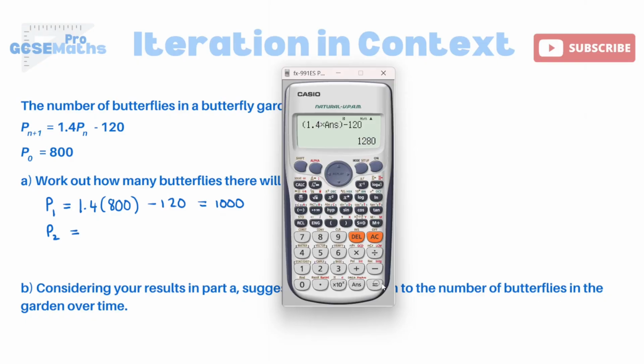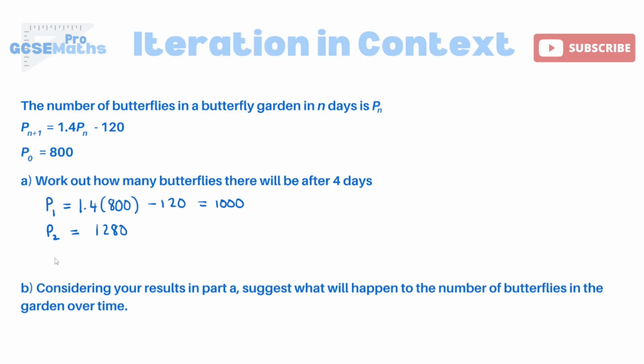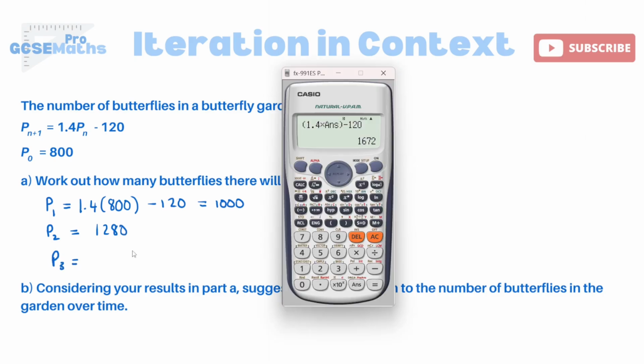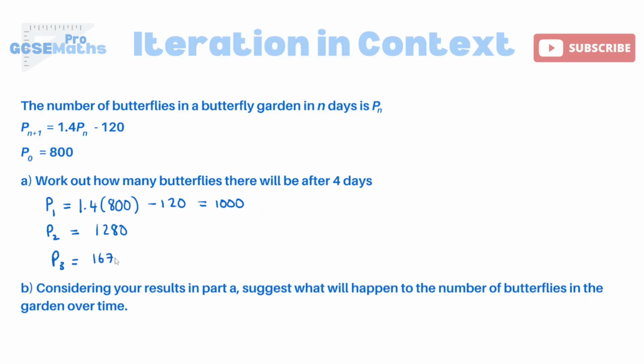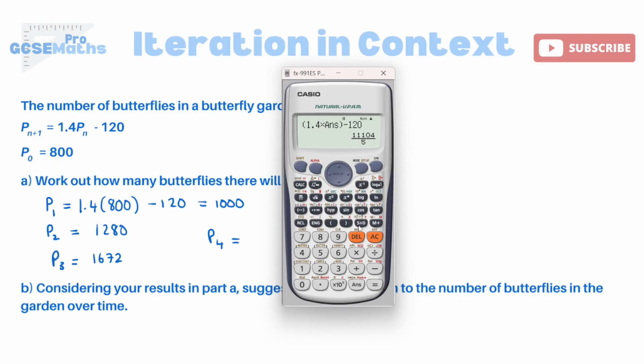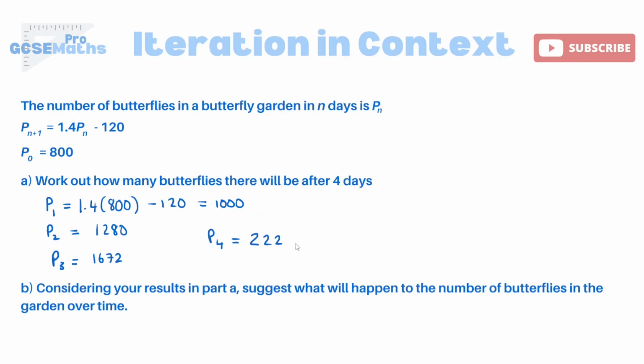Then for the second day, we've got 1,280 butterflies. For the third day, press equals again, 1,672 butterflies. And then lastly, for the fourth day, we've now got a decimal, so I'd probably just round that to 2,221 butterflies. So that's our answer, isn't it, for the fourth day?